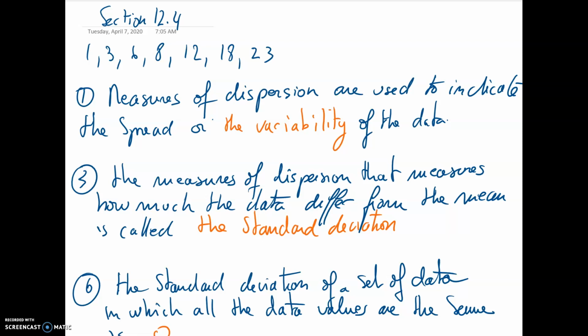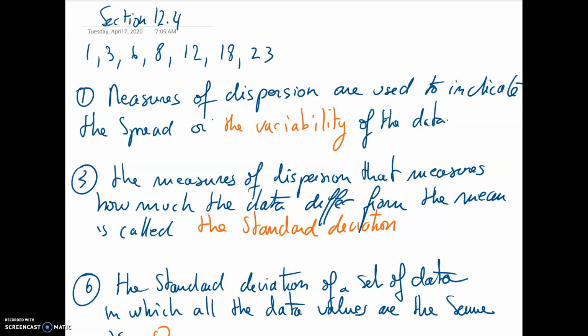Alright guys, so in this section 12.4 we are talking about measures of dispersion, and there is quite a bit of definitions. On problem number 1, the measures of dispersion are used to indicate the spread or the variability of the data. What does that mean, the variability of the data? That means the data can vary and we must be very careful, and so the measure of dispersion helps us to indicate the spread or the variability of the data.